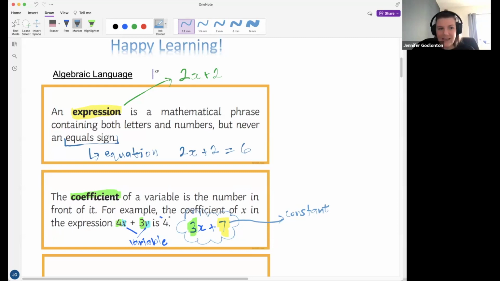Does anyone have any questions about any of the words that are currently up on the board? So expression, equation, coefficient, variable, or constant. This is your chance to ask me.